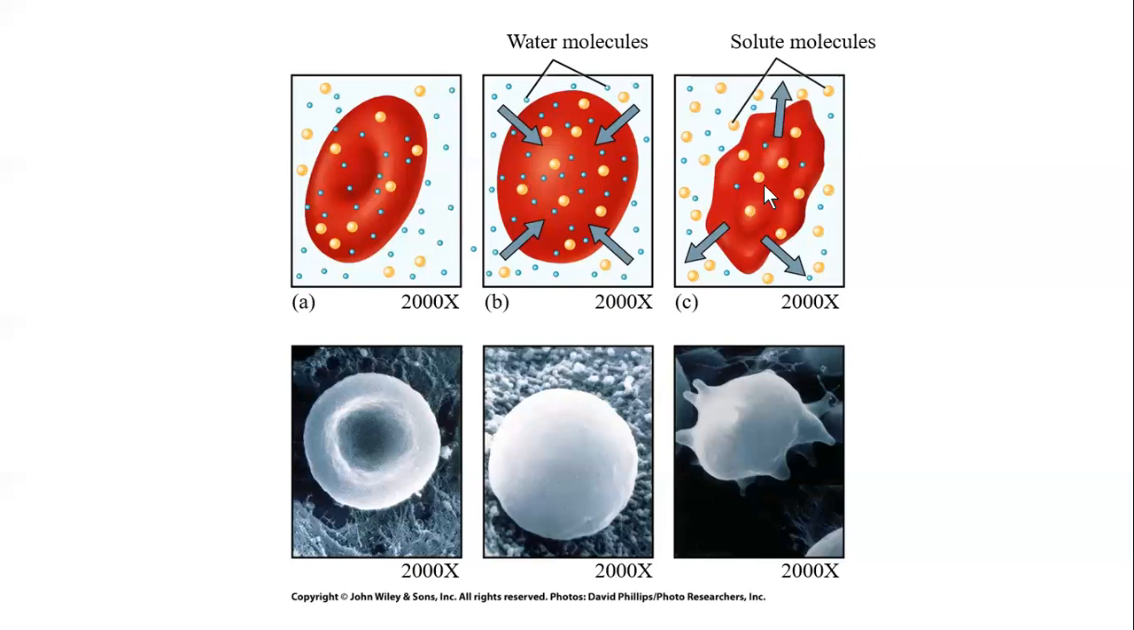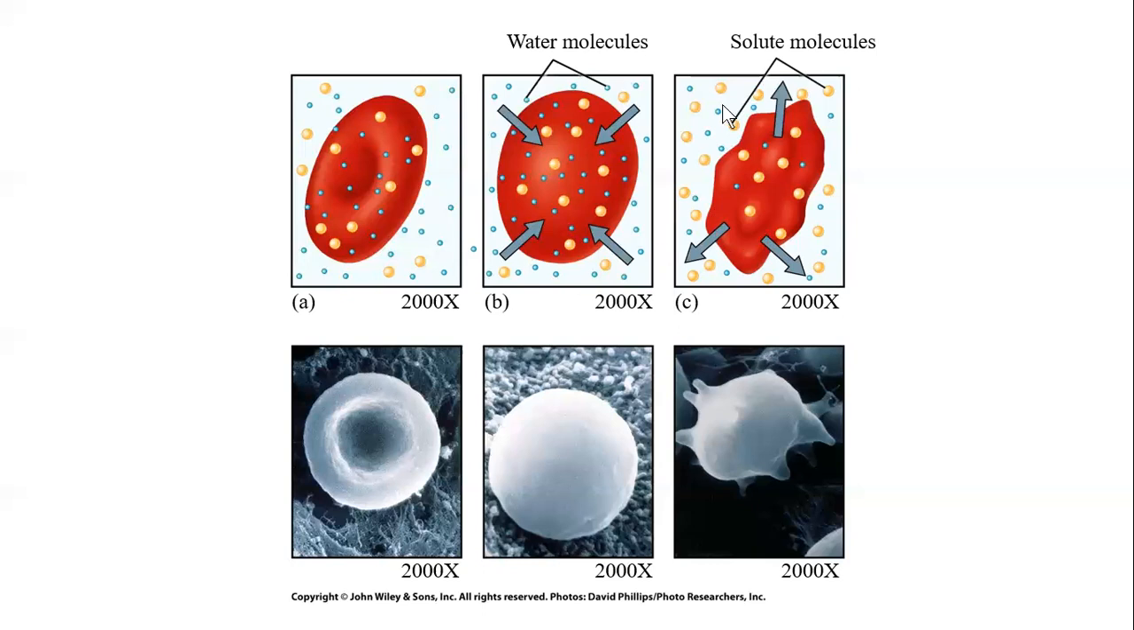In panel C, we see something yet again different. The red blood cell collapsed, shriveled, and you see these gray arrows pointing from the red blood cell into the environment. Again, gray arrows represent movement of water, osmosis. Now, why would water move out of a red blood cell?